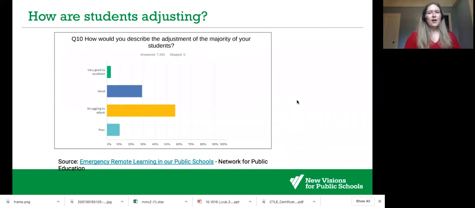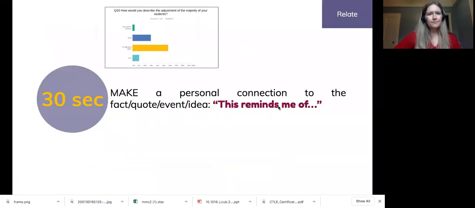So take just 30 seconds to first just relate to this. It reminds me of. And John is going to add this graph to the chat window in case you're like me and you're squinting at this graph and trying to see all the numbers. He's going to send this to you so you don't have to do that. So 30 seconds, this reminds me of.